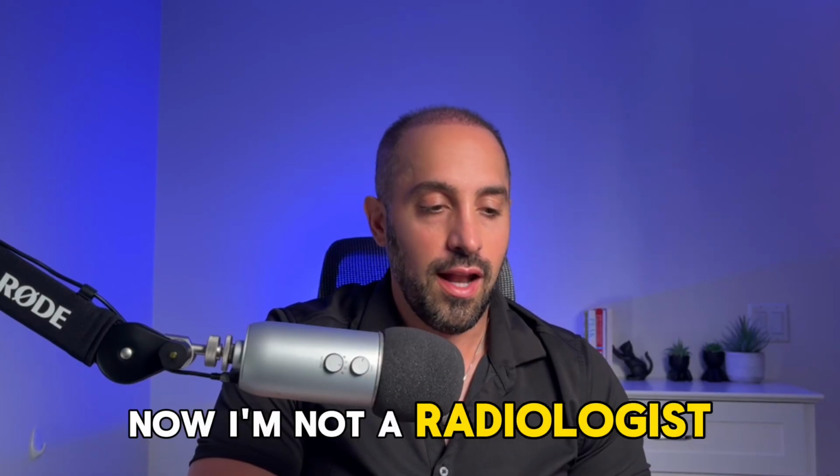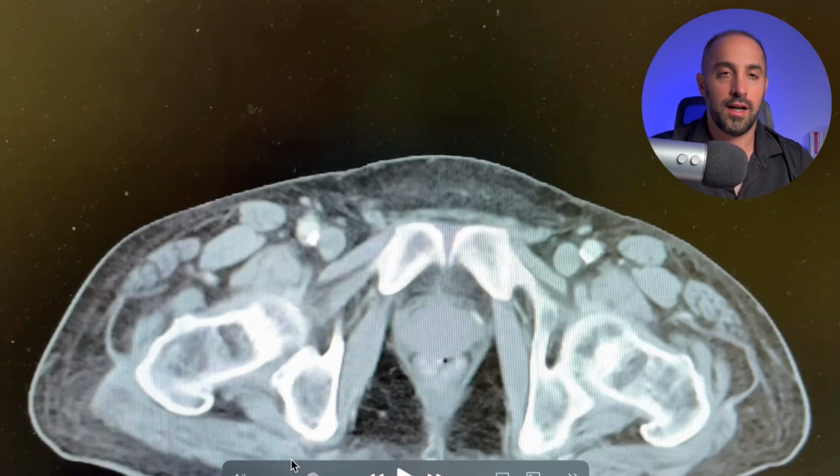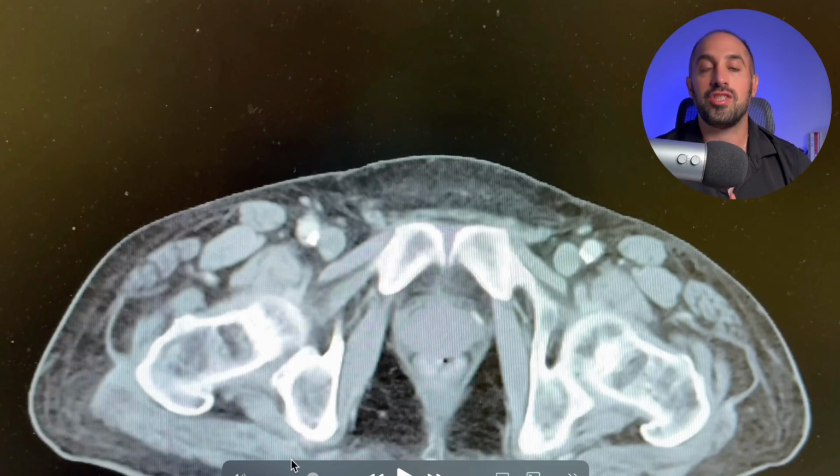So we ended up getting a CAT scan, and let me show you the CAT scan. Now, I'm not a radiologist, but I'm going to do my best to show you the findings that the radiologist interpreted. If you're a radiologist watching this, or you have knowledge in the field of radiology, please share parts where I make a mistake or highlight stuff that I don't identify.